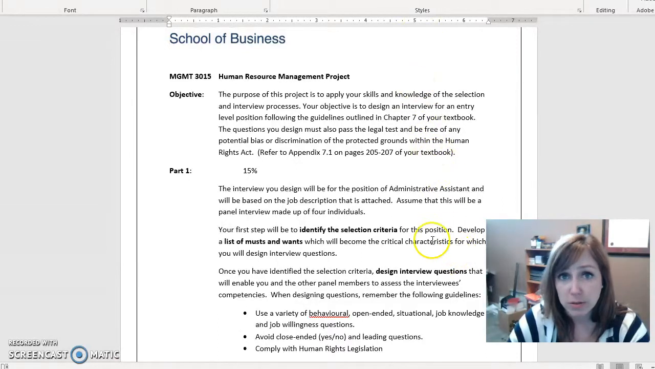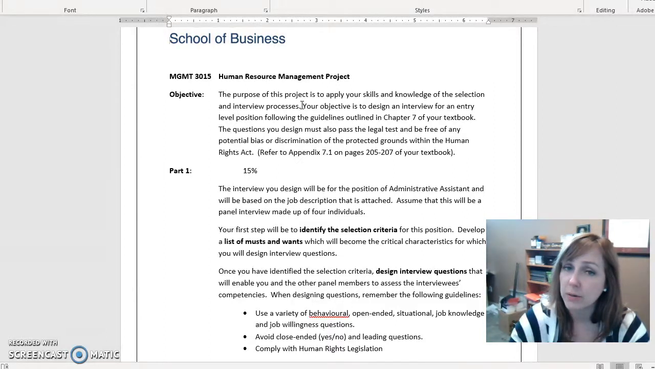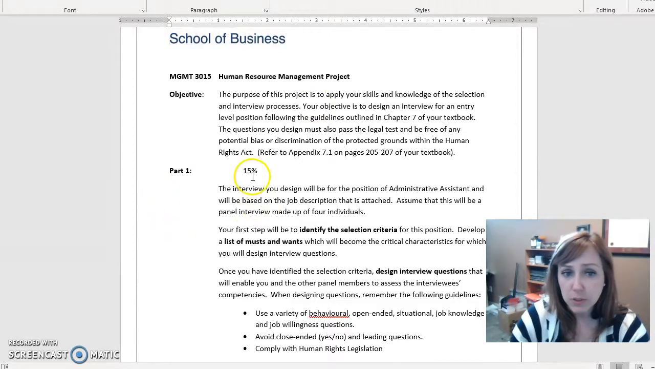If you go on to the content on Brightspace, you will see the purpose of the assignment is to learn more about doing this front-end loaded work in selection and recruitment, to come up with an excellent interview for choosing the right candidate with the right fit for your organization. So the first part of the assignment is worth 15% of your mark, and you will identify your selection criteria.